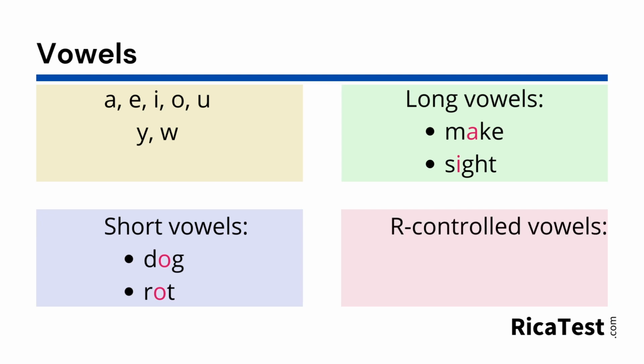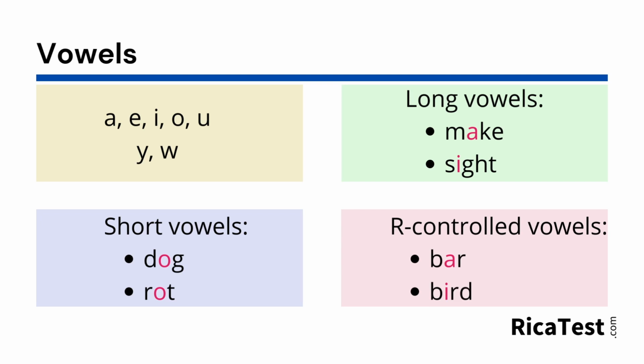It doesn't say O. An R-controlled vowel is neither long nor short, but instead, the vowel is influenced by the R in the word. Examples include bar and bird.